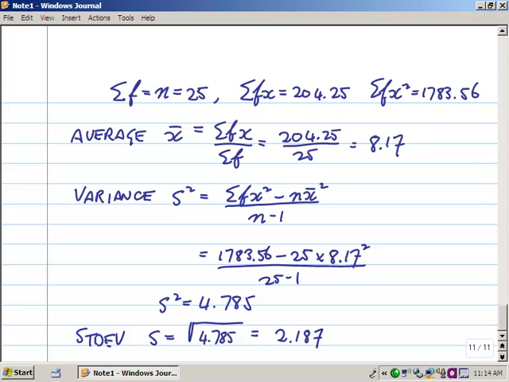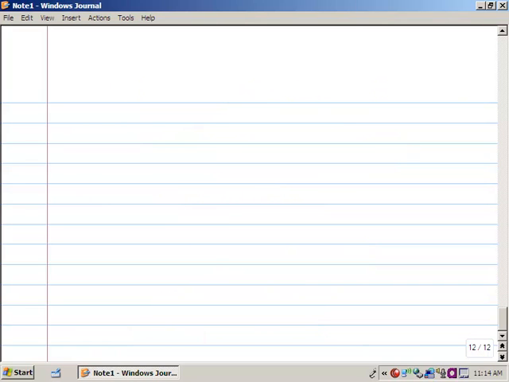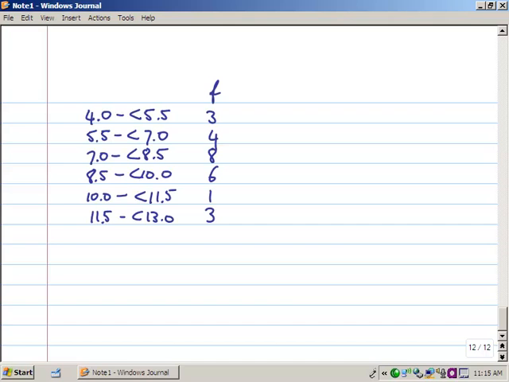Okay, and then there's one last thing we need to do, and that's to find the median. What I'm going to do is write up the table and pause the recording for a while. And of course, each time I find myself calling these tables, but these are the frequency distributions.